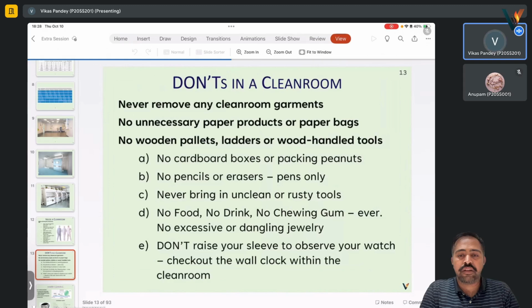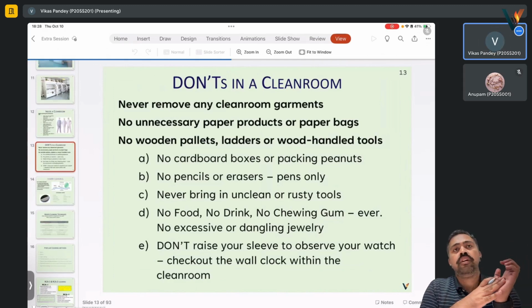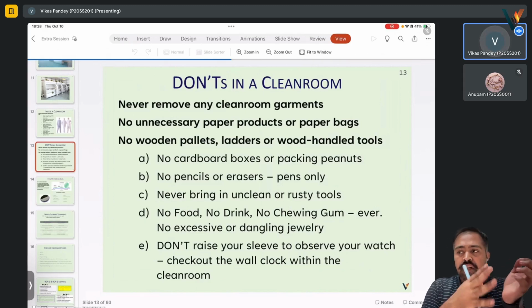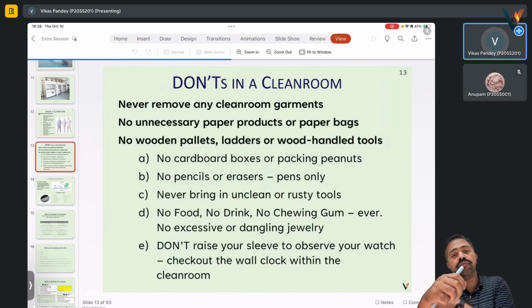No food, no drink, no chewing gum, no excessive or dangling jewelry. And when you are wearing the bunny suit or the PPE suit, to check the time, you don't have to remove the suit, but check the wall clock within the clean room. So these are some of the practices that we have to follow. Such good standards are maintained because people working there follow these do's and don'ts in a clean room, and as such, the standards of particles and cleanliness are maintained.